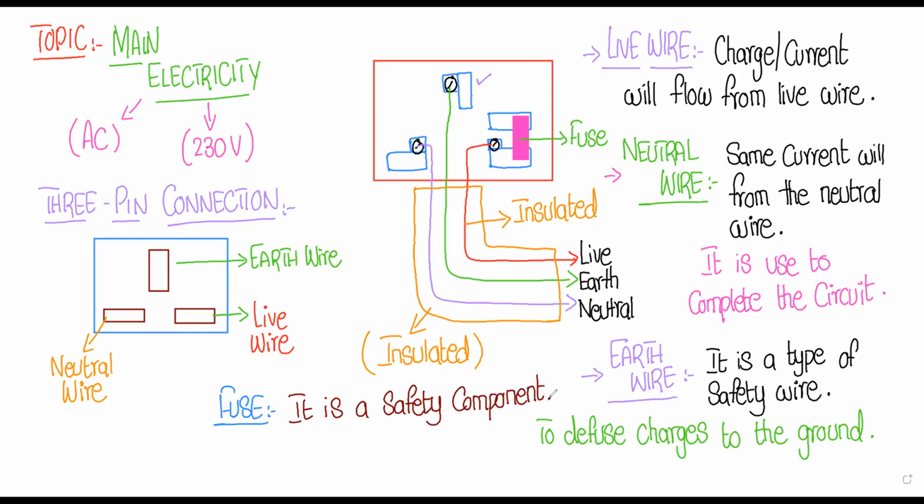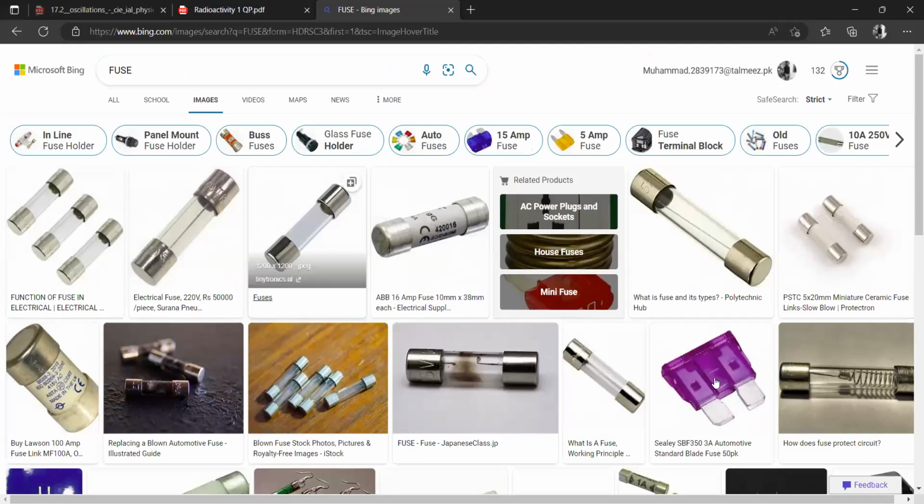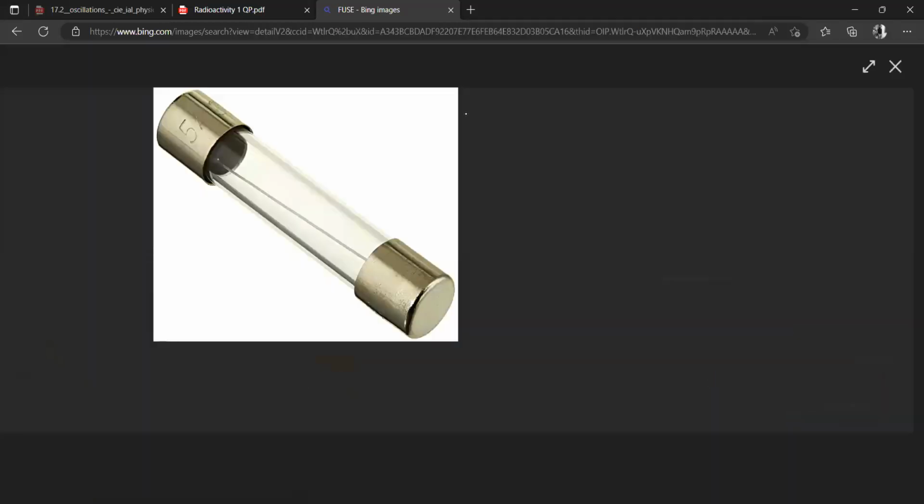If you just observe the working of the fuse, let's see the real picture of fuse. Then we will discuss how we can use fuse in our circuits. First, we observe the diagram of fuse, how a fuse actually looks, and how it acts as a safety component when electricity transfers through it. I will show the real picture of fuse over here.